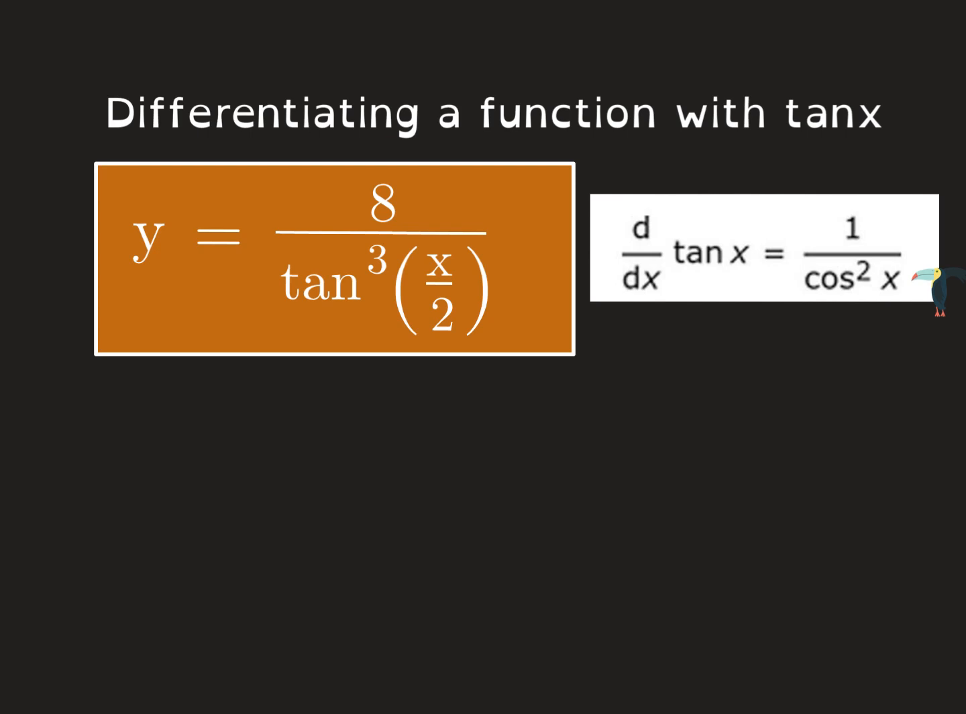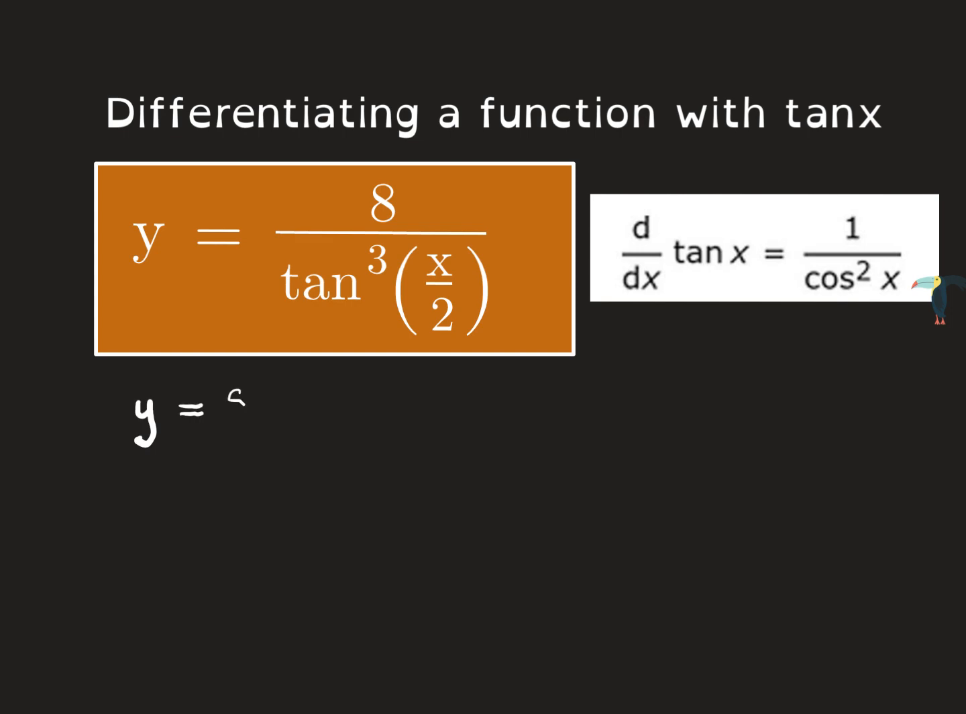So differentiating tan x should give you 1 over cos squared x. But before we get to that, let's have a look at our equation. Well, first of all, the tan is not where we want it. It's in the denominator. We need to change it into our numerator. And just in case you thought you'd be using a quotient rule, don't, because 8 is not a function. It is a constant. And so let's rearrange our equation.